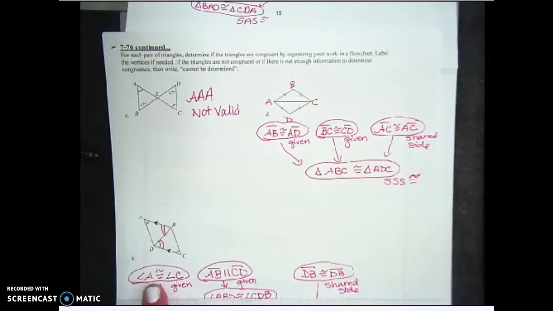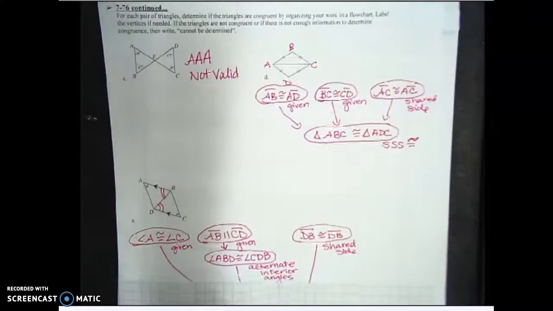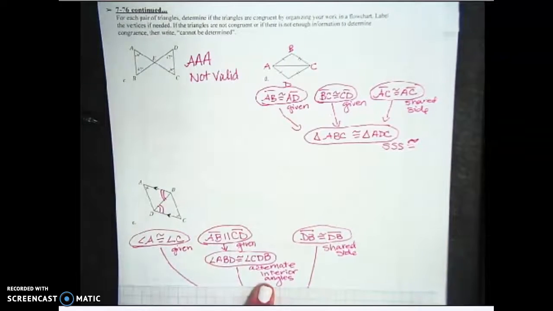So we're going to take those three statements. Angle A and angle C are congruent to each other. That's given. AB is parallel to CD. That's going to make our alternate interior angles congruent. And then DB is part of the top and the bottom triangle. That's a shared side. Now we just need to check out our order.